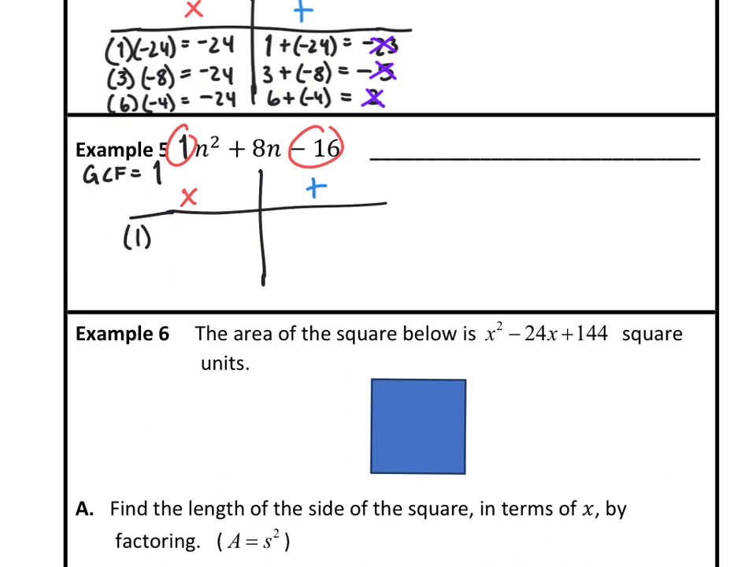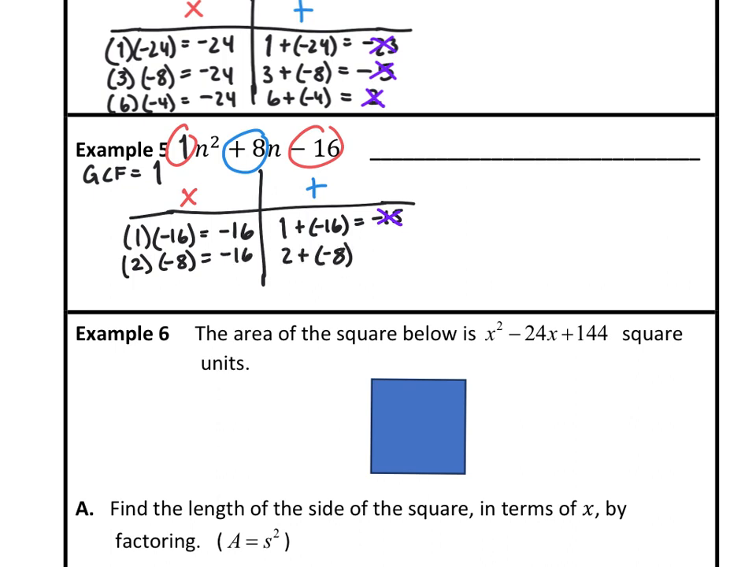That's going to give me negative 16. But 1 plus negative 16 is negative 15. That's not the middle number that I want. I want a positive 8. You could try, no, 2 times negative 8. Looks like it won't work. 2 plus negative 8 is negative 6. But I don't want a 6, I want an 8.